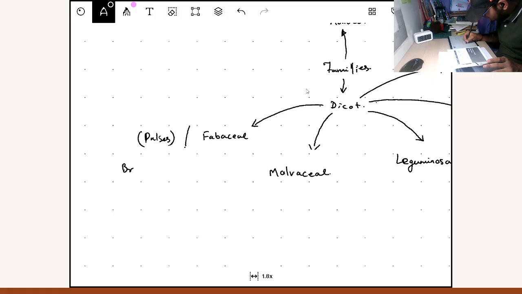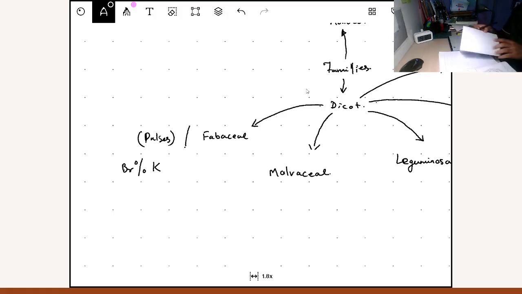Fabaceae is bracteate. Fabaceae is zygomorphic, which means bilateral symmetry. K represents the calyx. It is polysepalous. No, it is gamosepalous. Gamosepalous calyx, K5, with C being the corolla: five petalous, papilionaceous.